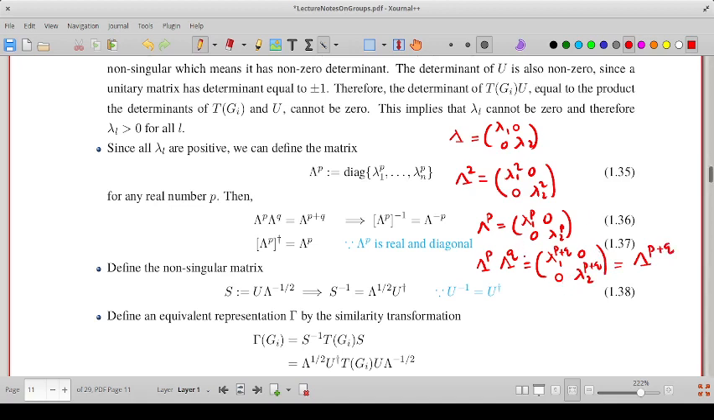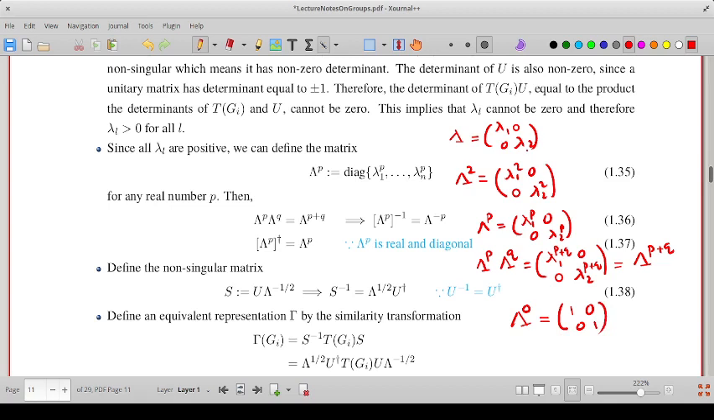which is nothing but lambda to the power p plus q. Remember, p and q could be any real number, including 0. When it is 0, that means this would be lambda 1 to the power 0, lambda 2 to the power 0, and we will have 1, 0, 0, 1, the identity matrix.